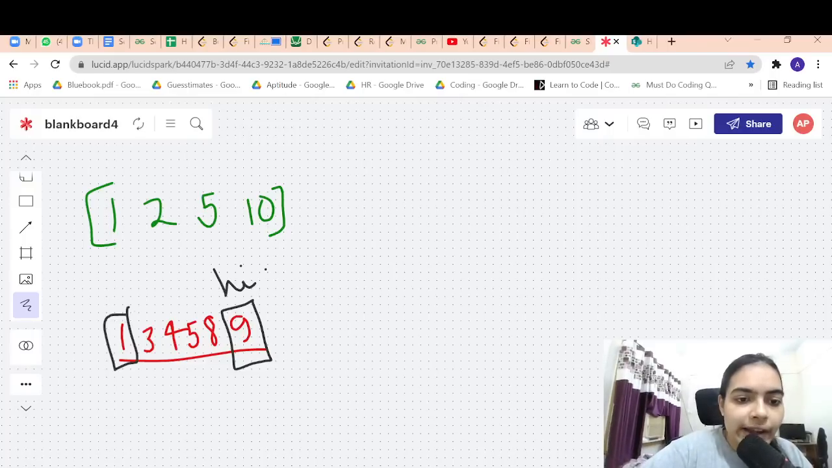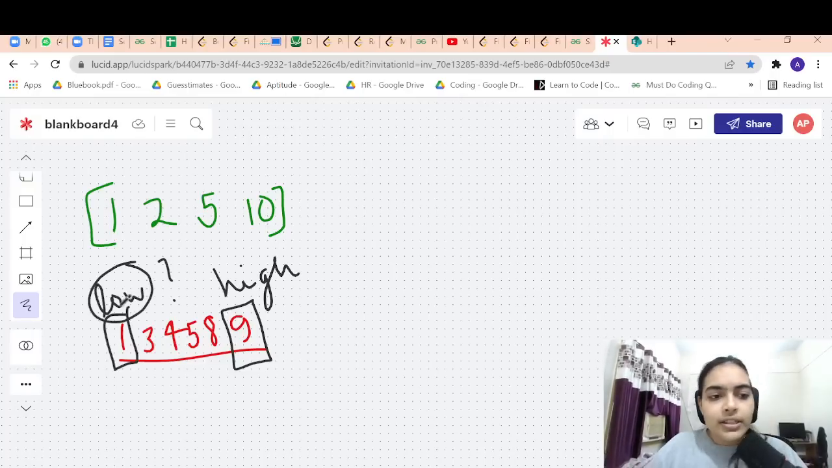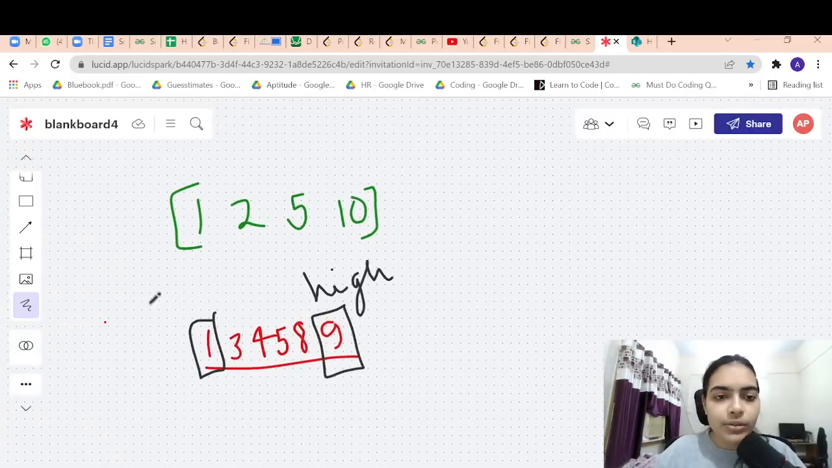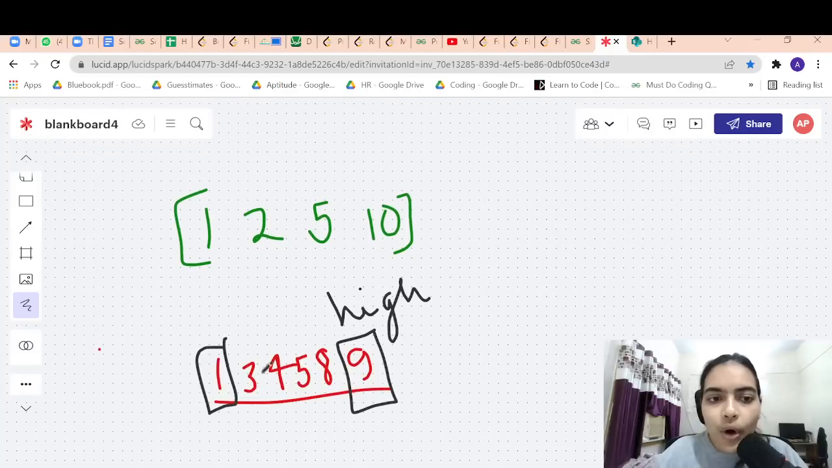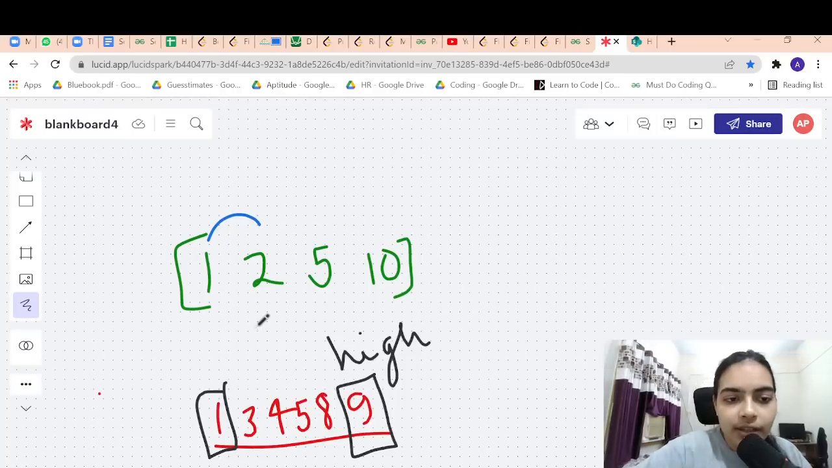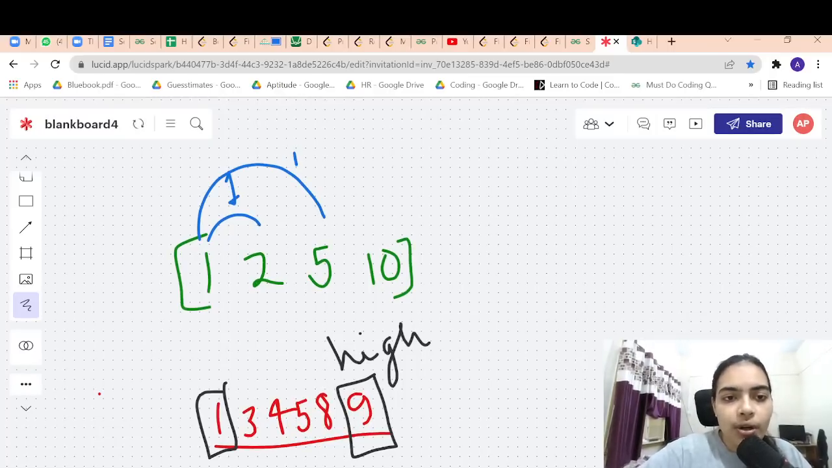We know the highest value. What about the lowest value? How can we find out the lowest value? You need not go through all the pairs. What you can observe is, if you sort the inputs, the difference between 1 and 2 is 1, the difference between 1 and 5 is 4, the difference between 1 and 10 is 9.